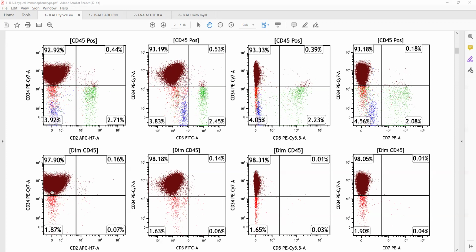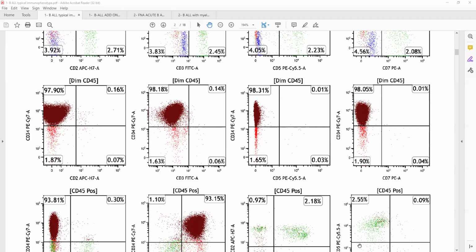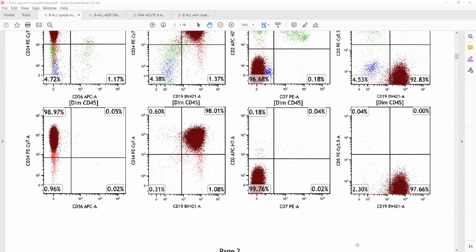Here, our blast population in maroon is positive for CD34 and it's dim for CD45. So we're dealing with an immature population. This population is negative for CD2, for CD3, for CD5, as well as for CD7. So we don't see any expression of T-cell markers in this immature population. Here, CD56 is negative in this population.